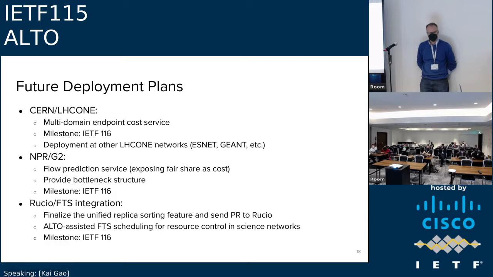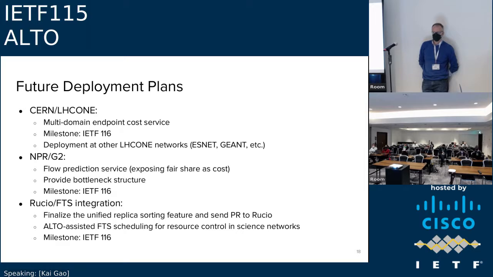For the NRP and G2 deployment, right now we are only using the S-flow data through the G2 service. The next step is to bring further integration with G2 and provide the flow prediction service. One of the low-hanging fruits is to expose fair share as a cost between IP addresses, and we would also try to expose the bottleneck structure.